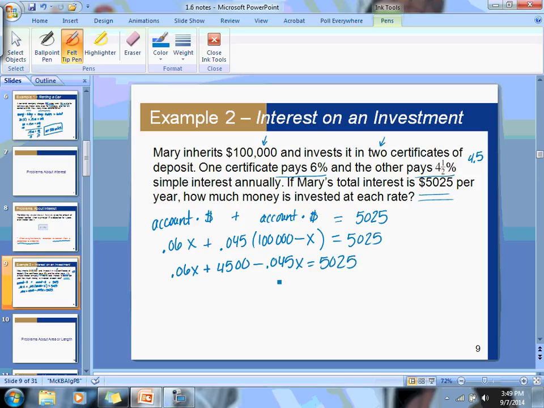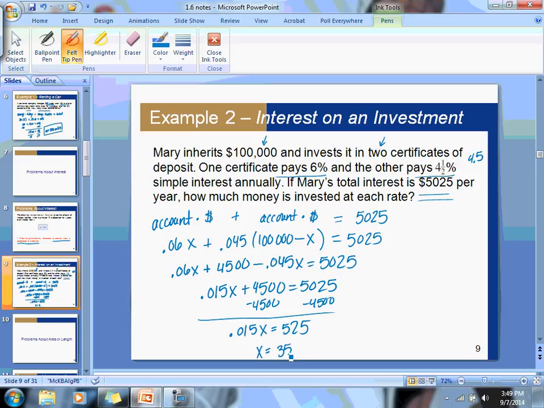Then we can combine our x terms together. So 0.06 minus 0.045 will be 0.015x. And you can, again, do this in 2 steps like I'm doing, or you can do it in 1 step. But next we have to subtract the $4,500. So we have 0.015x, and that should be equal now to $525. And then when we divide, we'll get 35,000.